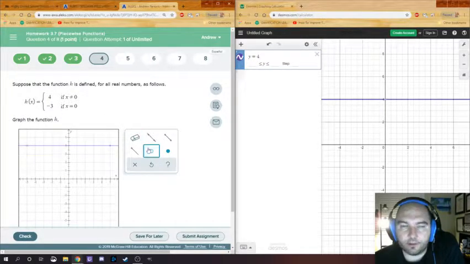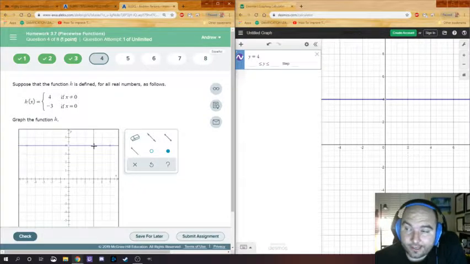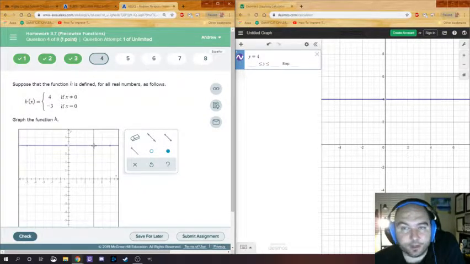X does not equal 0. They don't have to use 0. They could have used 1, 2, 3. If it said x doesn't equal 3, I would have clicked on 3. That just didn't happen to me. So whatever. It is what it is.